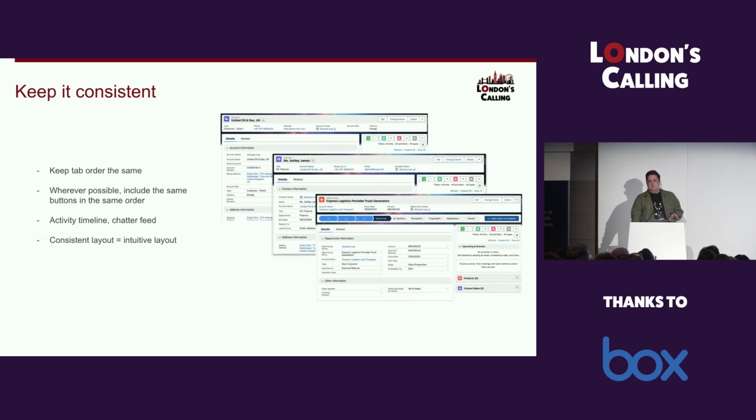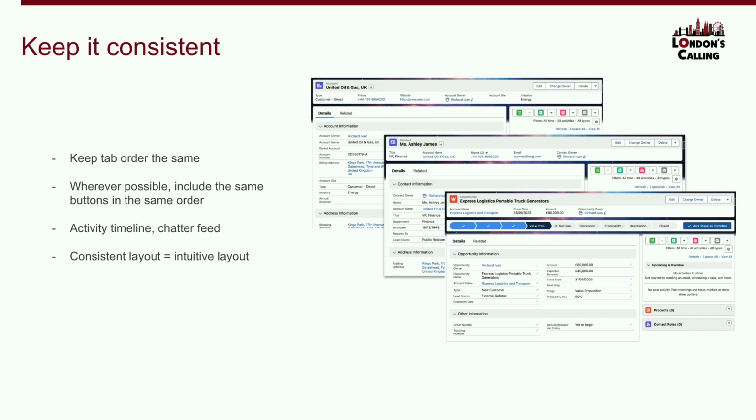But whatever you do on your Lightning record pages, keep them consistent. If you are in setup, I'm sure you as well as me, if I close my eyes, I can navigate to certain things in setup. Muscle memory, our users are the same. So if you keep our tab orders the same, in our big objects, accounts, contacts, opportunities, whatever your use case is, your users feel right at home, no matter which record they are looking at, for example.